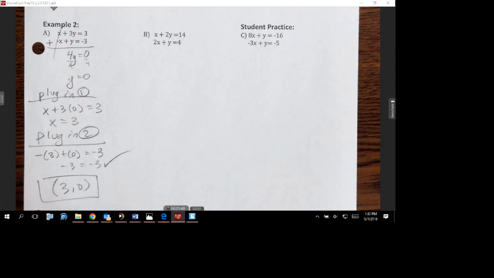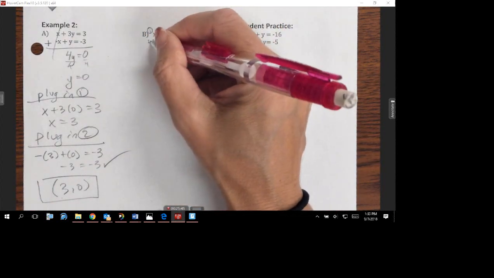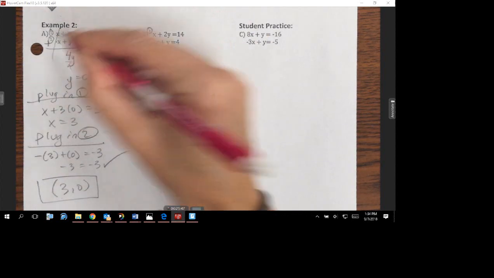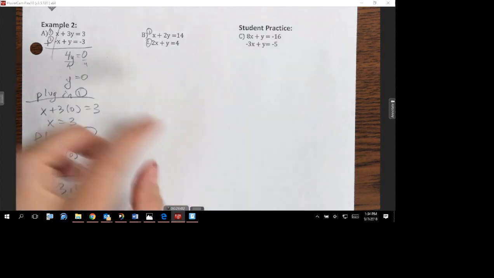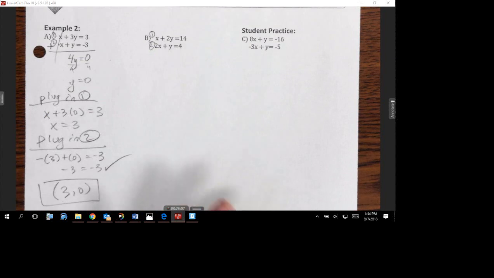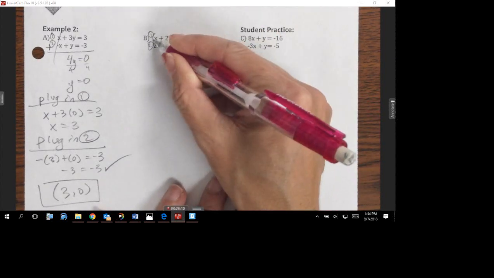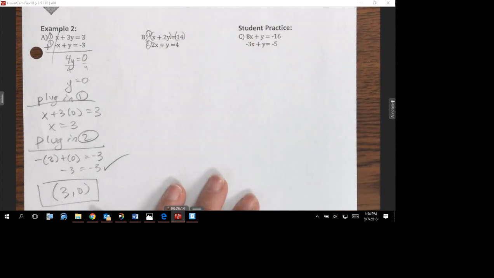So example B. If I add these together, equation 1, I forgot to label equation 1 and 2. If I add together equation 1 and 2, will x's cancel out? Will y's cancel out? So what do we have to do? Who remembers what we have to do to make one cancel out? Nope. We want them to be on top of each other like that. What you're going to have to do is multiply one of your equations to change the numbers so that something will add and cancel out.